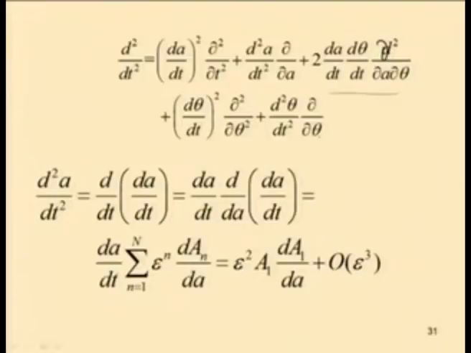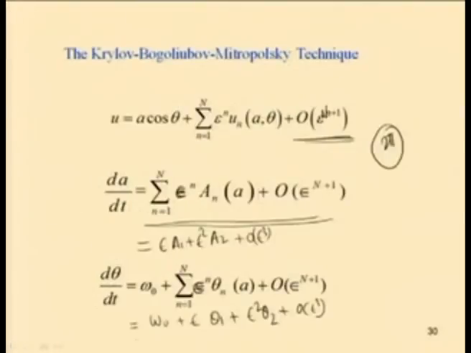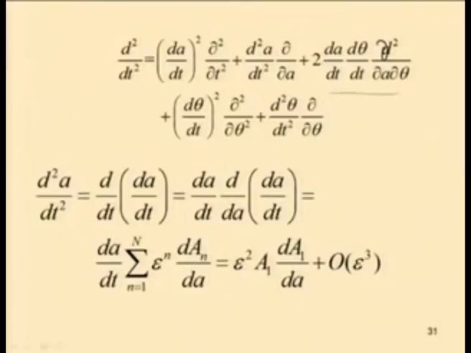So, now d square A by dt square can be written as d by dt of dA by dt. Again, we know this dA by dt, we are writing in the form of epsilon A 1 plus epsilon square A 2 plus epsilon cube A 3 if you are taking 3 terms, or if you are taking n terms, it can be written in the summation form. So, one can write this d square A by dt square equal to dA by dt into d by dt of dA by dt.